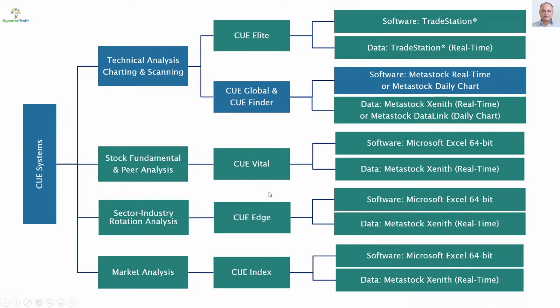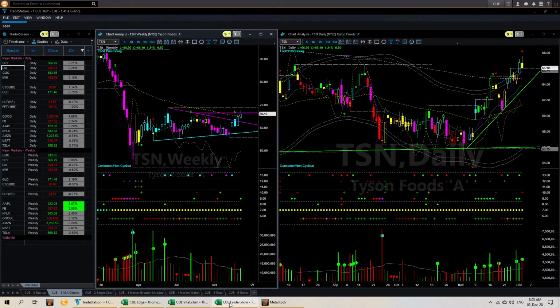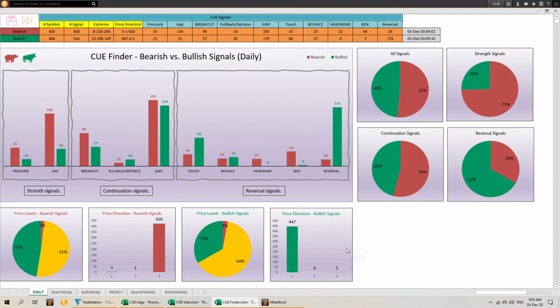Let's start with QFinder. QFinder has multiple tabs. It can be used to view and identify trades on two different intervals. The daily interval, where the overall view is shown on the daily tab, and the weekly interval, where the overall view is shown on the weekly tab.